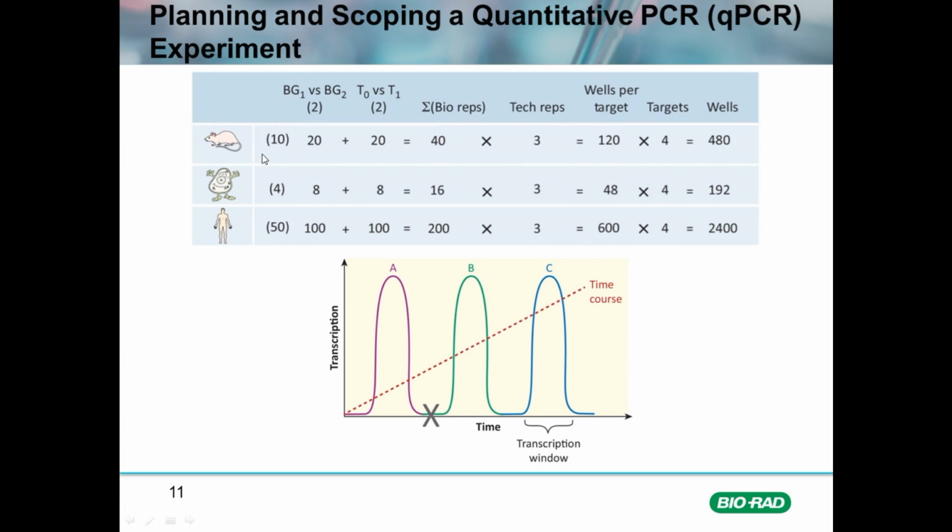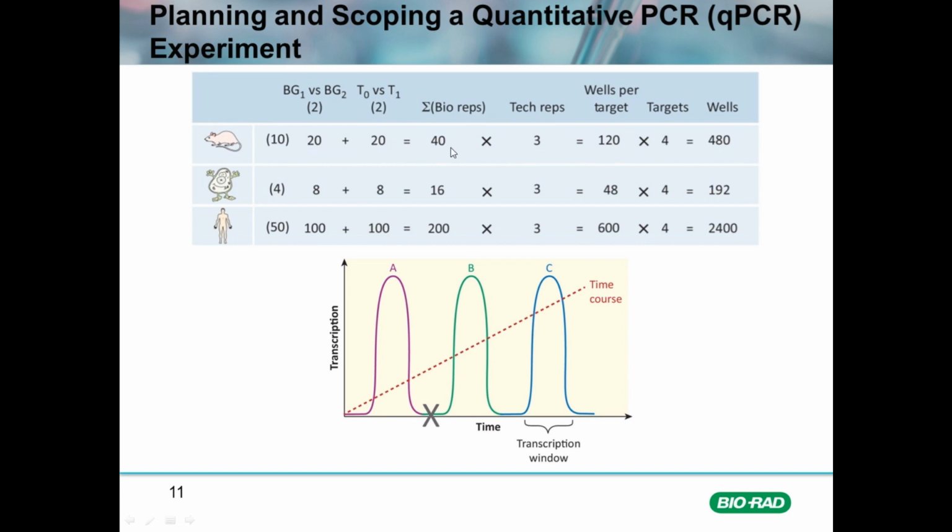If I have two treatment groups and two time points, as we see here in parentheses, I will need for each of these, if I'm working with mice, for example, 10 mice per treatment group and per time point. Ultimately, that would require 10 times 2, which is 20 mice to test the two treatment groups, 10 and 10, and 20 mice to test the two time points, again, 10 for T0 and 10 for T1.